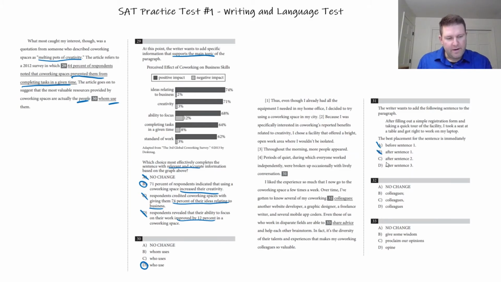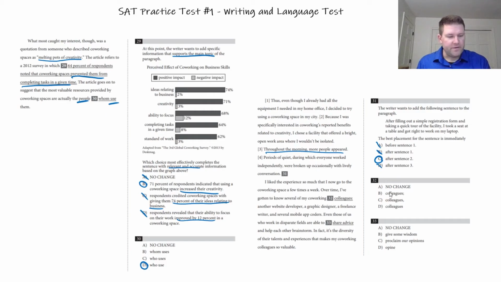So, no. And then after sentence 2, so again, he chose a facility, and then after he filled out a registration form, throughout the morning, more people appeared. So it's perfect right here. And let's just look at sentence 3 here. If it goes after that, periods of quiet during which everyone worked, right? This doesn't really make sense to go here, because it would go as, okay, he chose a facility and then filled out a registration form and then was noticing while he was there that throughout the morning, more people appeared. So 31 is C.